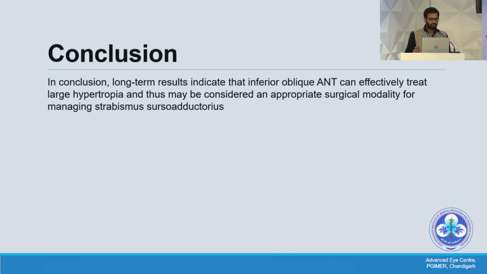To conclude, long-term results do indicate that inferior oblique ANT can be effectively used to treat the large hypertropias of strabismus sursoadductorius. Thank you.